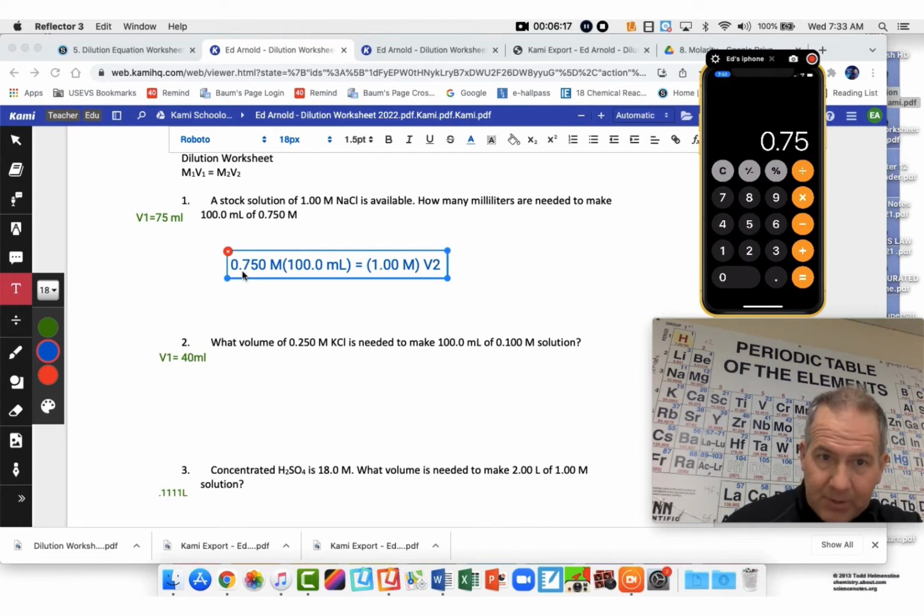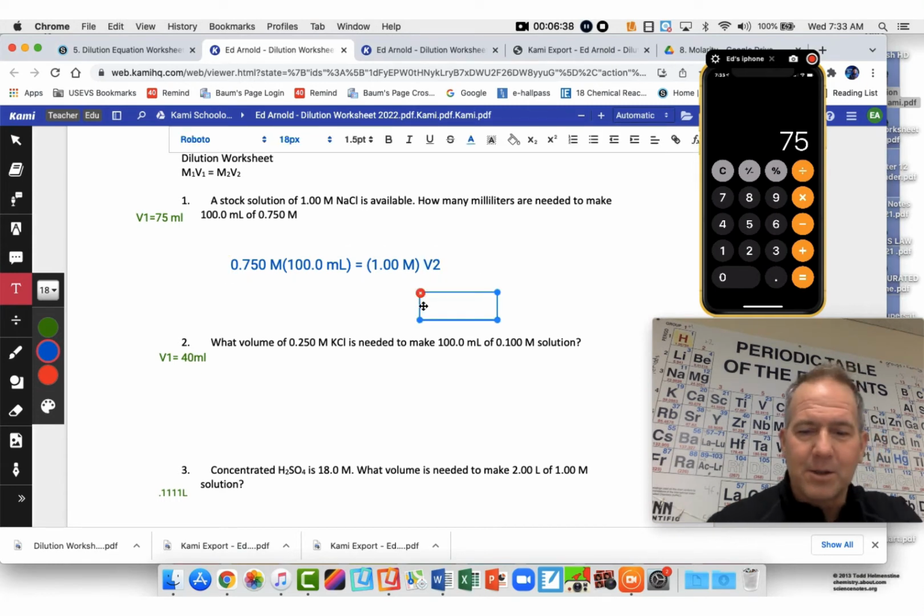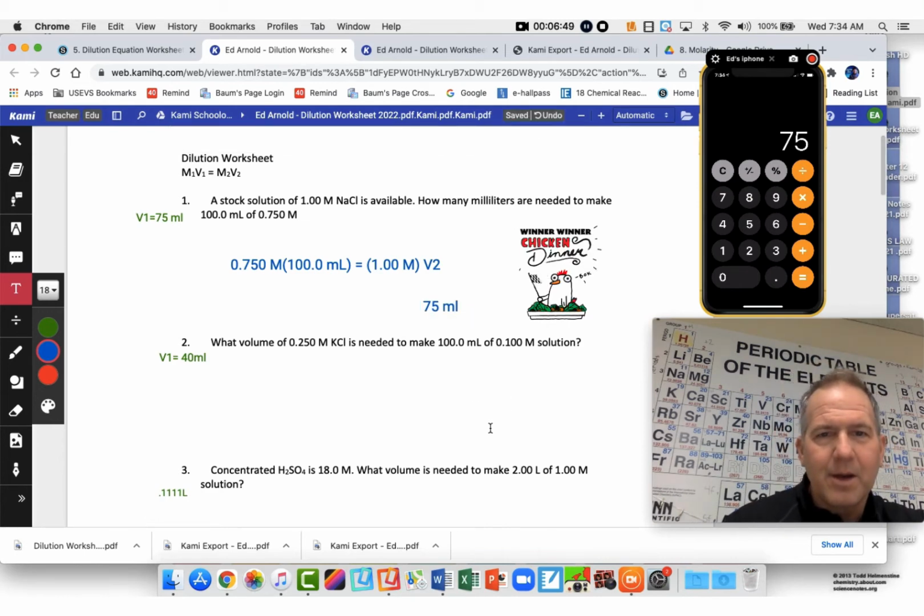We're going to put in 0.750, and we're going to times that by 100, just like shown on the paper. Now you have a 1 over here. We want to get that away, so we move it down and below, which means divide. So we divide by 1. I know we don't really have to divide by 1, but we're just showing you what happens there. And what do we get as an answer? We get V2, 75 milliliters. Easy peasy.